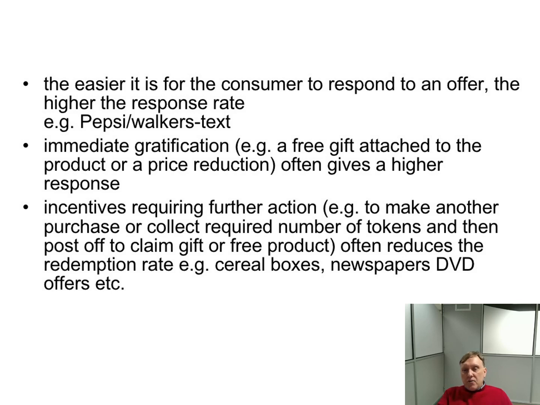Now, immediate gratification is a free gift attached to the product or a price reduction. That often gives a higher response because there's less for them to do. They get the benefit immediately. And incentives requiring further action, e.g. to make another purchase or collect a required number of tokens, then post off a claim to get a free product, often reduce the redemption rate. For example, with cereal boxes, newspaper, DVD offers, etc. Because it's too much hassle to go through, especially in many cases where they put the little stickers on the card, most people will not ever get to the end of the 10 or 12 that they have to get to.